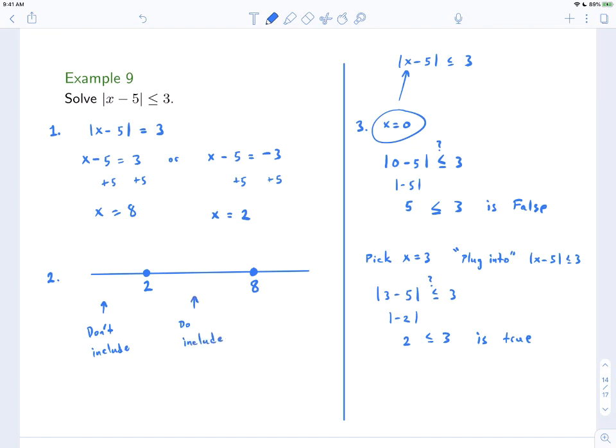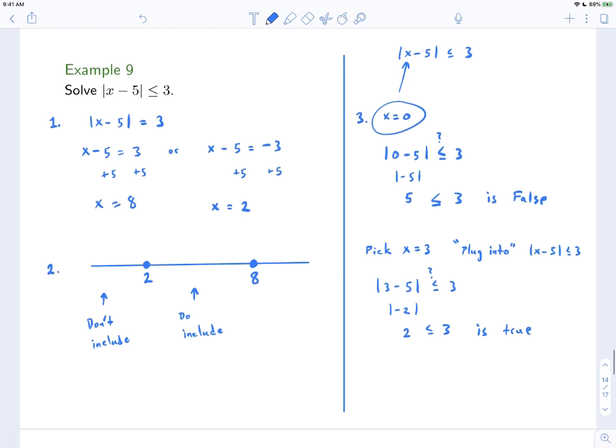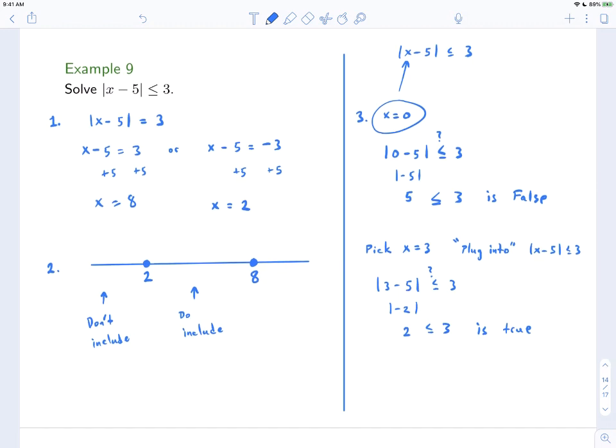this interval. Now there's one interval left, which is the interval to the right of 8. So we can just pick anything that we want. Pick x equals 10, and then we plug that into the inequality. So we've got 10 minus 5 less than or equal to 3. Well, 10 minus 5 is 5. So the absolute value of 5 is equal to 5. Is that less than or equal to 3? No, that's false.